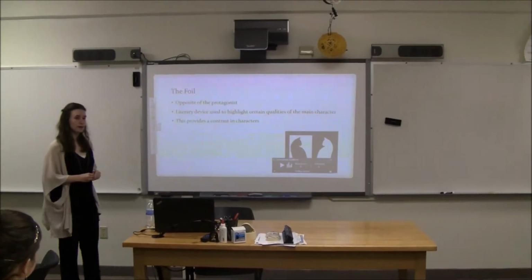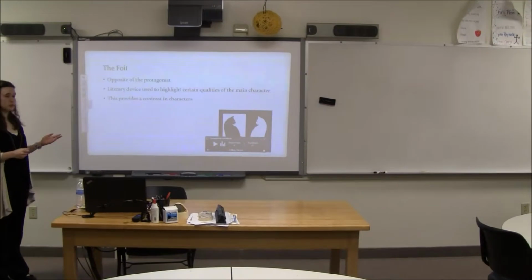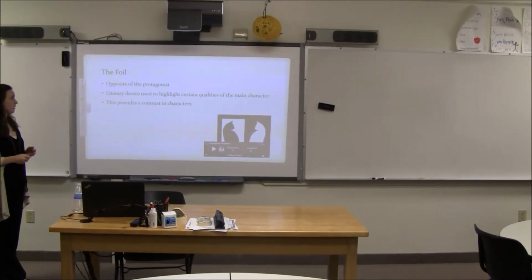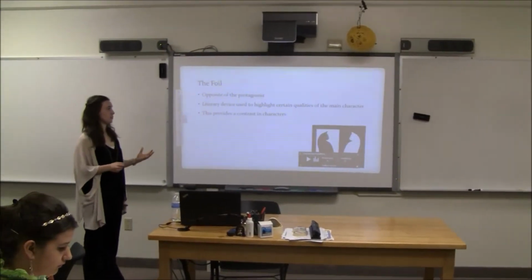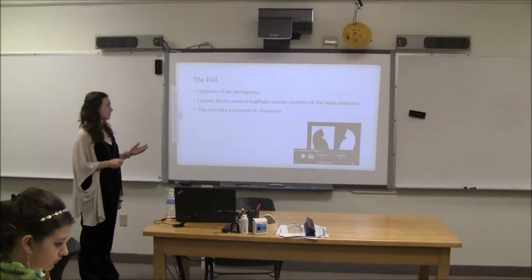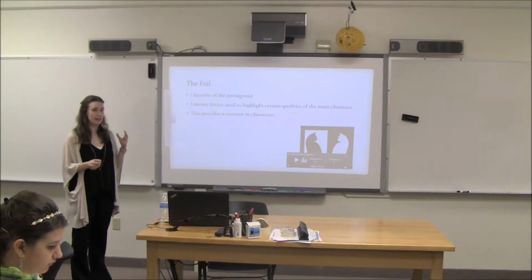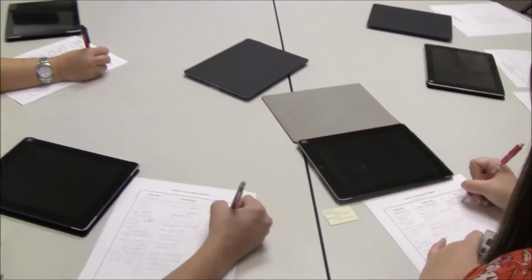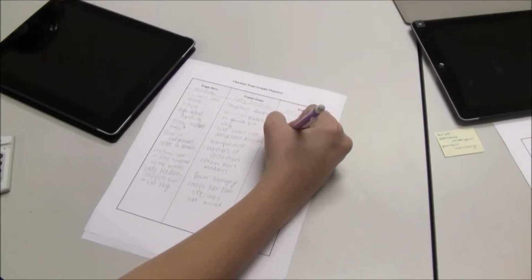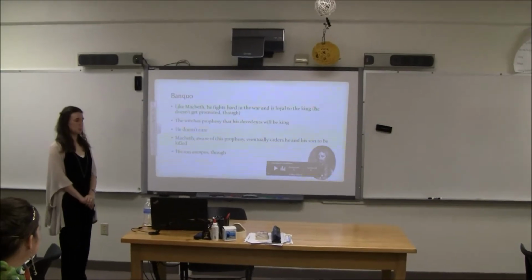The final character trope is the foil, and foils are still very common today. They are essentially the opposite of a protagonist. They are a literary device used to highlight certain qualities of the main character, so it's kind of like a yin and yang. So Banquo is Shakespeare's foil.